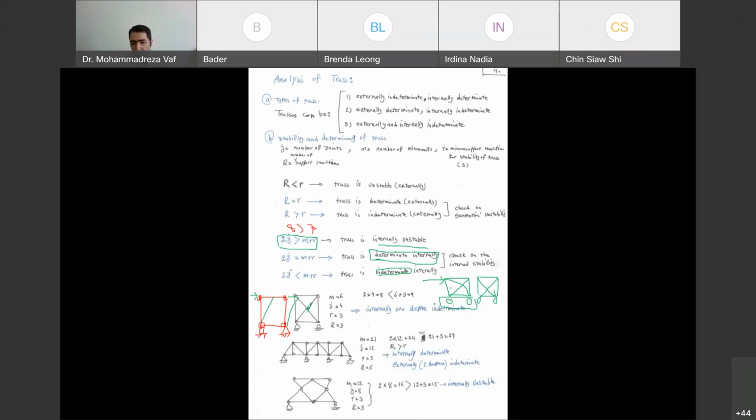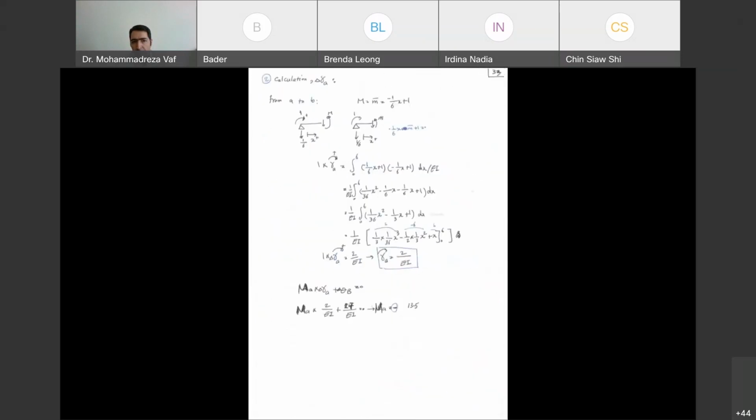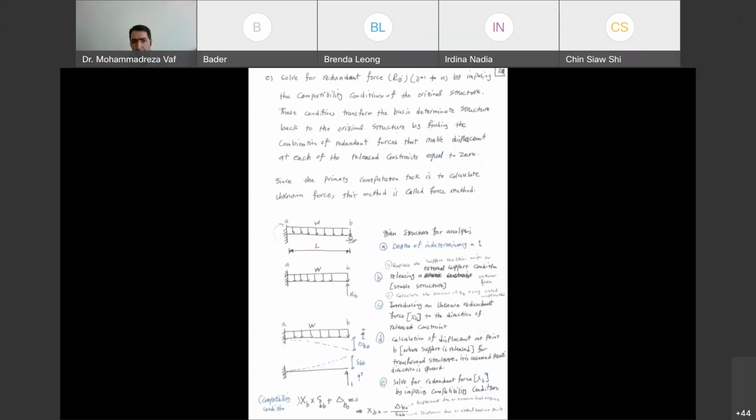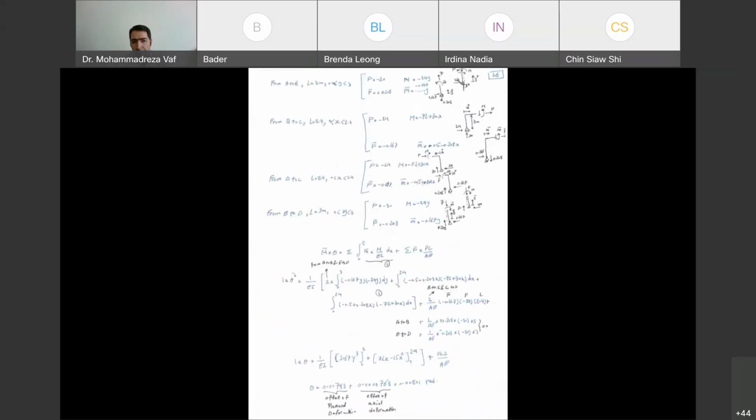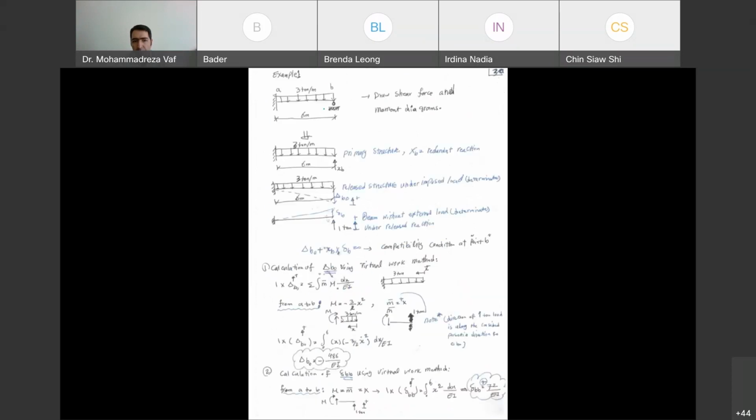Oh, okay. Can I ask another question about the beam one, for the previous lecture? For the first example for the solution part, for the first steps in calculating the moment, do we assume the direction, or is there any rule to follow?